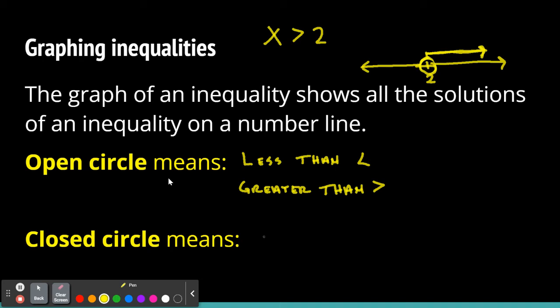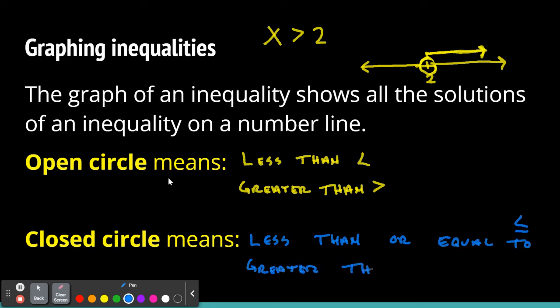For a closed circle, that's when we have the less than or equal to. Less than or equal to. Okay, and that is less than or equal to, or greater than or equal to.